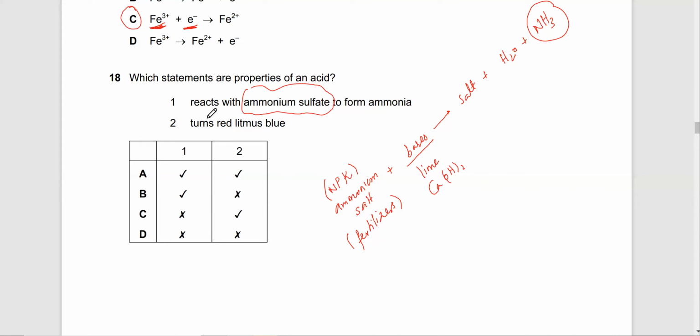And the second one is also incorrect. Turns red litmus paper blue. Acids always turn it red. So both of them are incorrect.